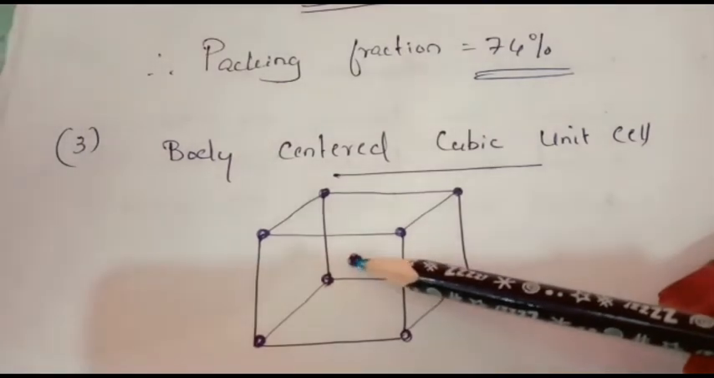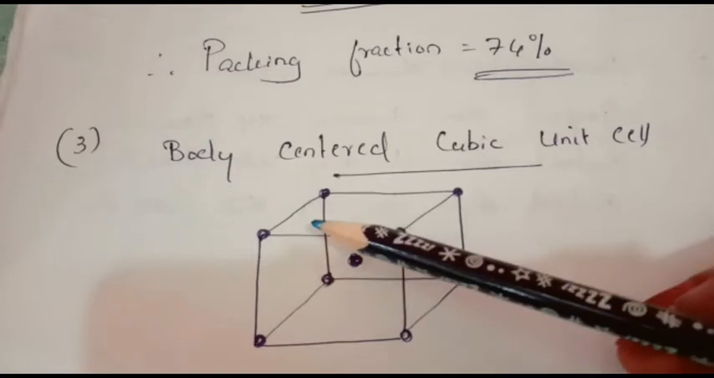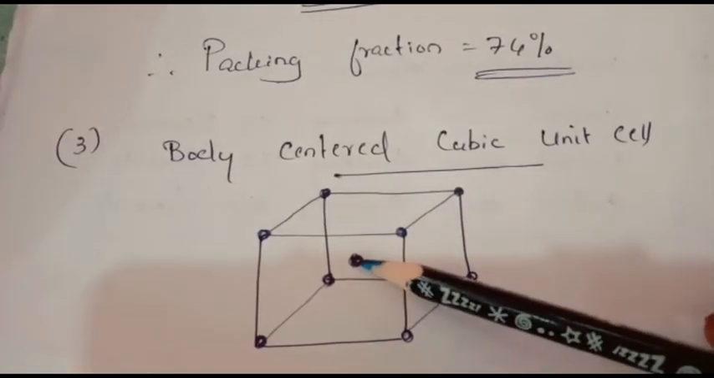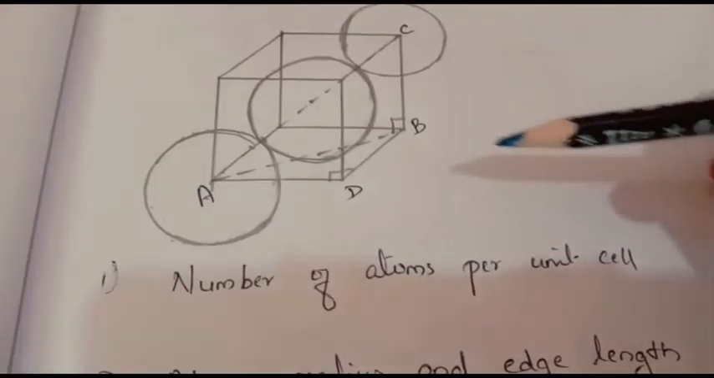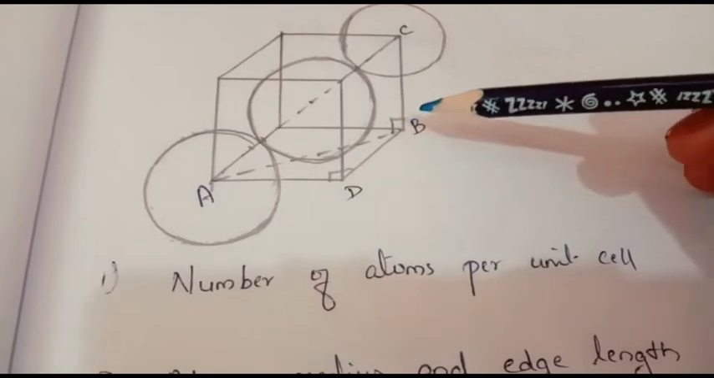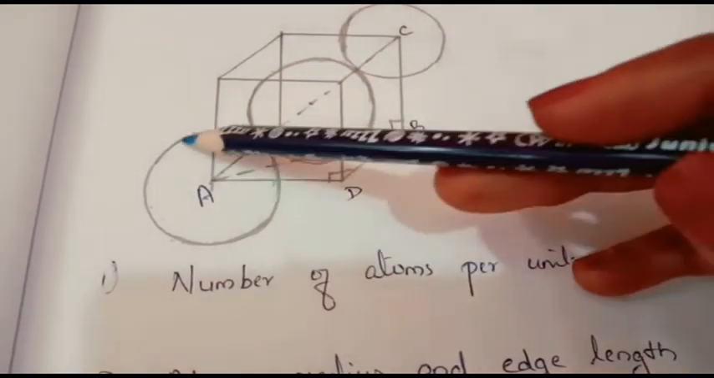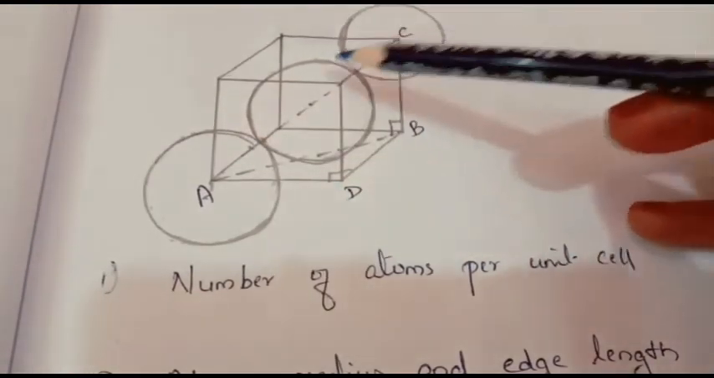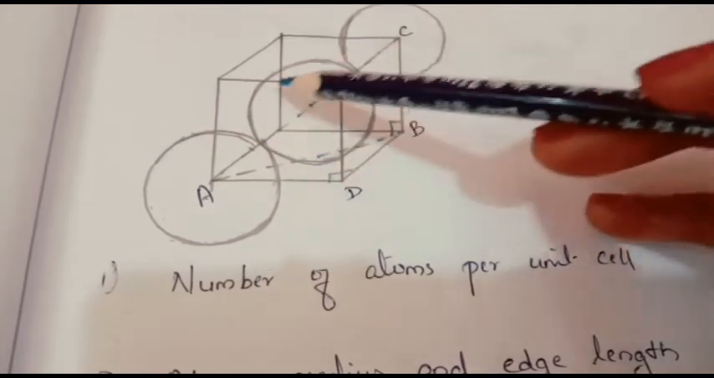So that will not be shared with any other cube. So the total number of atoms here is: 8 corners, 8 atoms are there, then one atom is present at the center of the cube. So this is a representation of the body-centered cubic lattice. Here you see this is one unit cell and this is a representation of 2 corner atoms. 2 corner spheres are there, and this one, this sphere or this atom, is inside the cube.